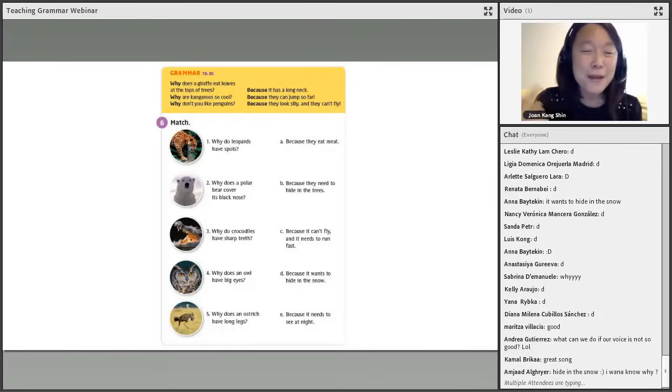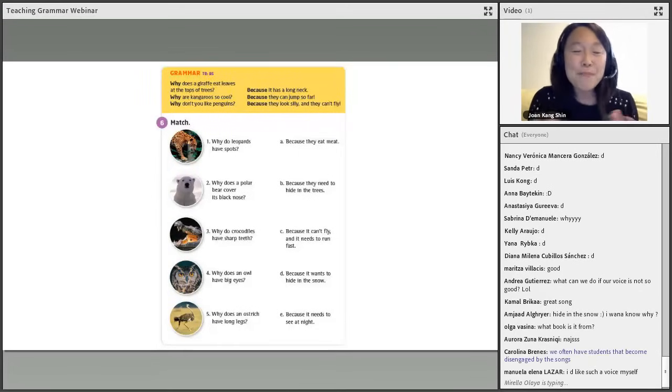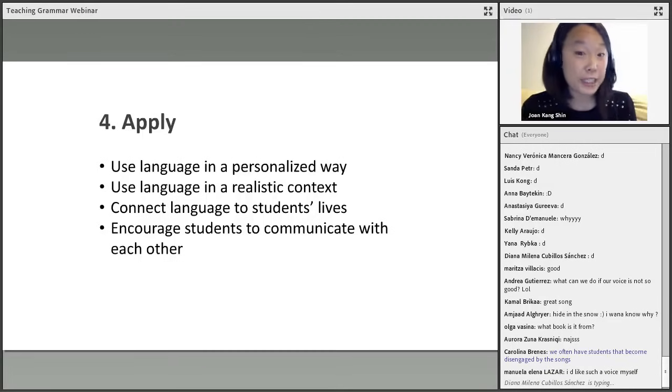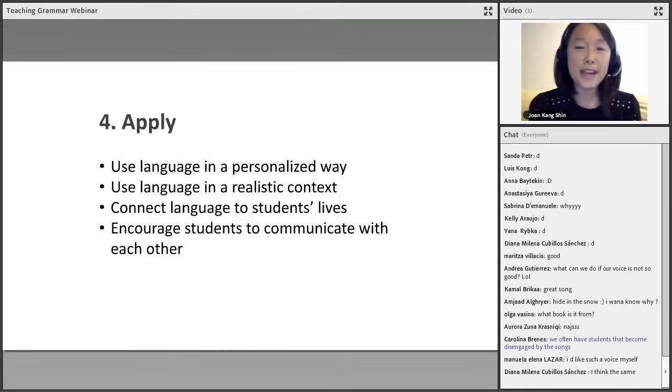Okay, so you can add practice to this song. You can do the exercise, but it's still good to put it in the context of the song to help build comprehension and make the class more meaningful and interesting. All righty. Now, the next step is to apply. Now that we've practiced, we want to use language in a personalized way. We made the practice fun, even though it could look like a typical matching activity. But it was meaningful and you can sing it.